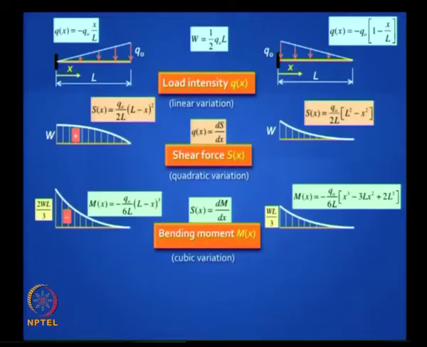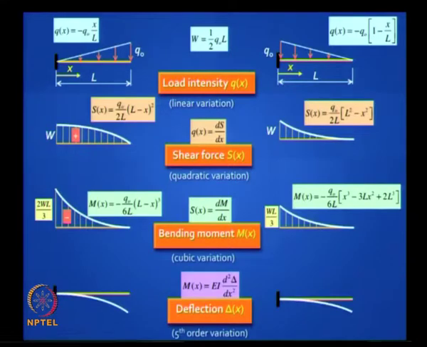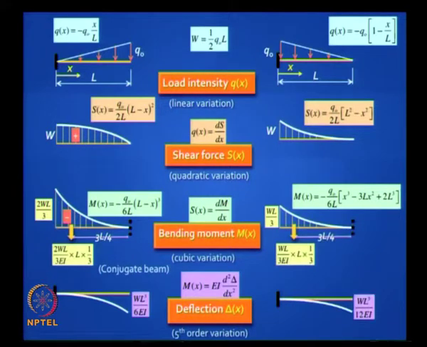So here if you have a linearly varying load intensity, your shear force will vary quadratically, your bending moment will vary with a cubic variation, therefore your curvature will also have a cubic variation, therefore your slope or rotation will have a fourth order variation, and your deflection will have a fifth order variation. And actually you can get these quantities by just integrating. But there is an easy method of finding deflections, and that is the conjugate beam method, which we will look at shortly.